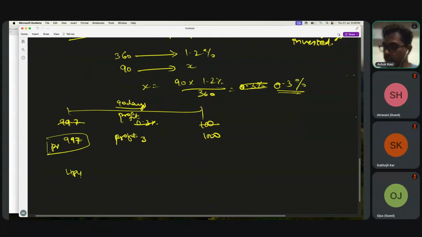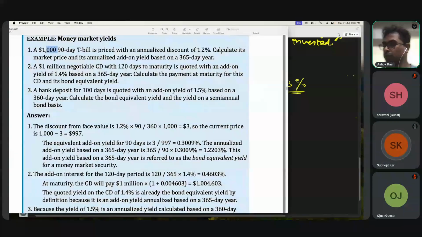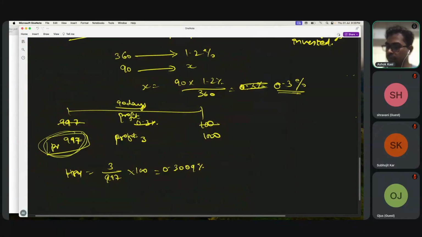So first I will calculate holding period yield. Holding period yield will be what? 3 divided by 997 into 100. Understood this one? Profit divided by present value into 100. How much is this coming to? 0.3009%. Now we will look at the question. What are they asking now? Calculate its market price. Market price we already calculated. It is 997. This is the market value.